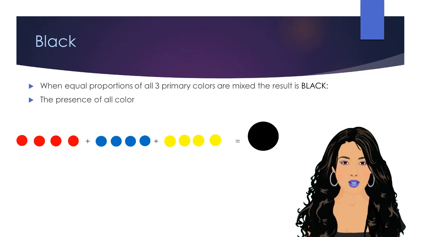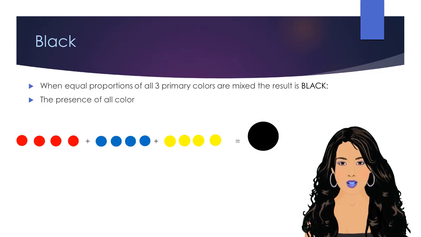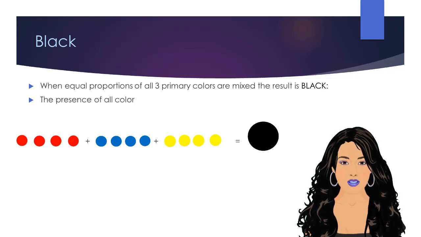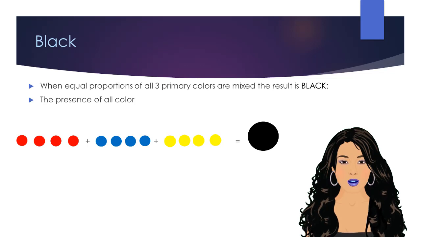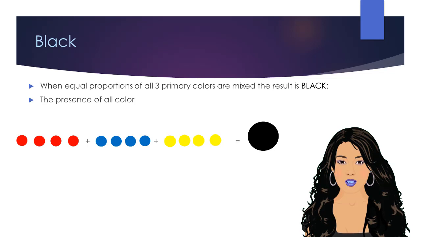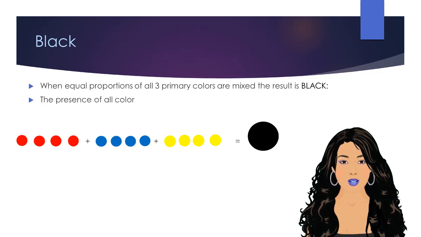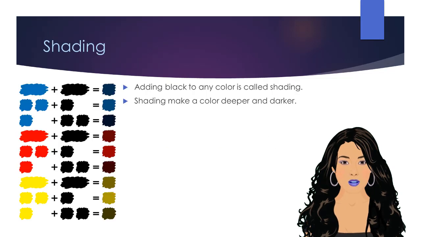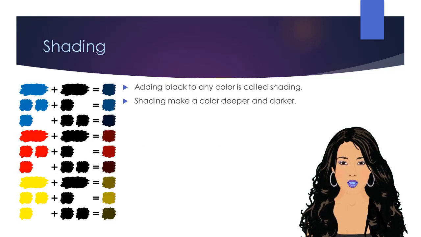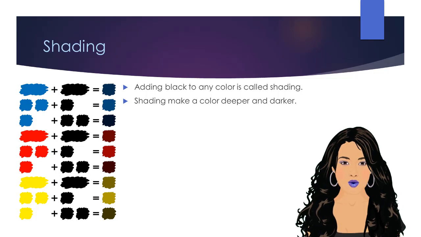But what would happen if we mix all three primary colors in equal proportion? Again, basing our proportions on a 12-part ratio, we divide the 12 parts needed by the three primary colors, and we will mix 4 parts blue, 4 parts red, and 4 parts yellow. This combination will present us with the color black. Black is known as the presence of all color. Adding black to any color is called shading. Shading will make a color deeper and darker.